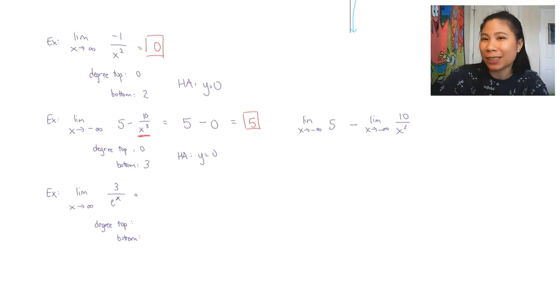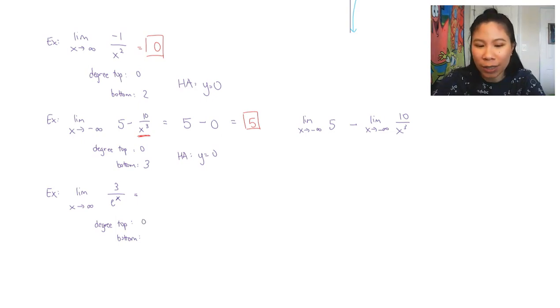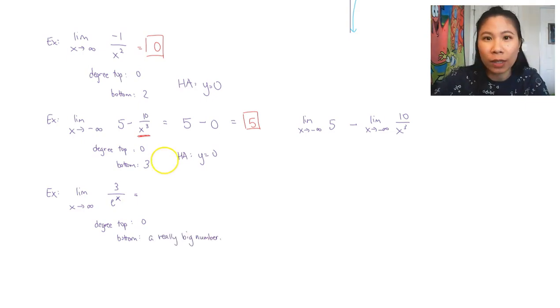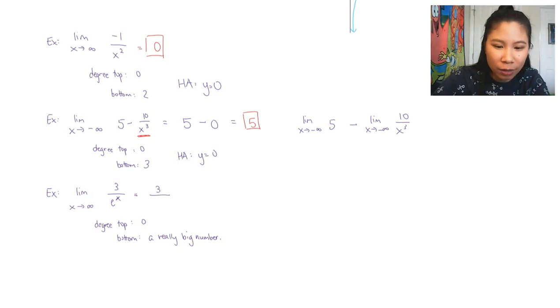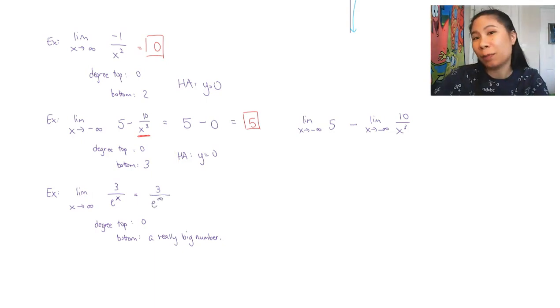For my next example, I don't exactly have degrees on the top and the bottom. If you look at the function 3 over e to the x power, the degree on top is still 0 because we don't have any x's, but on the bottom I don't really have an exponent, like x is my exponent. If x approaches infinity, we're basically saying x is going to be a bigger and bigger number no matter what we plug in. So think of e to the x as e to the power of a really big number. It's like we're doing 3 over e to the infinity if we were to plug in infinity for x, and e to the infinity is a huge number.